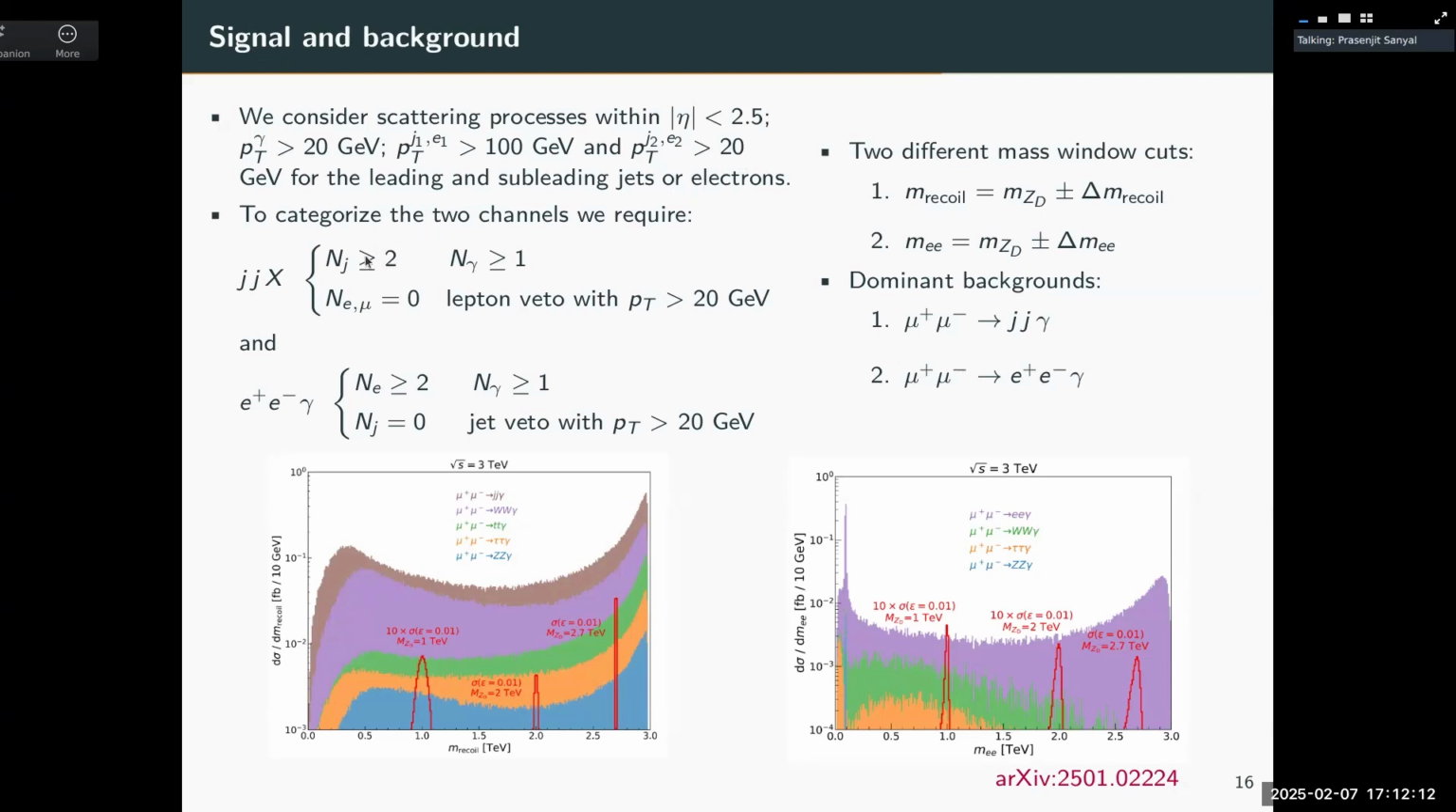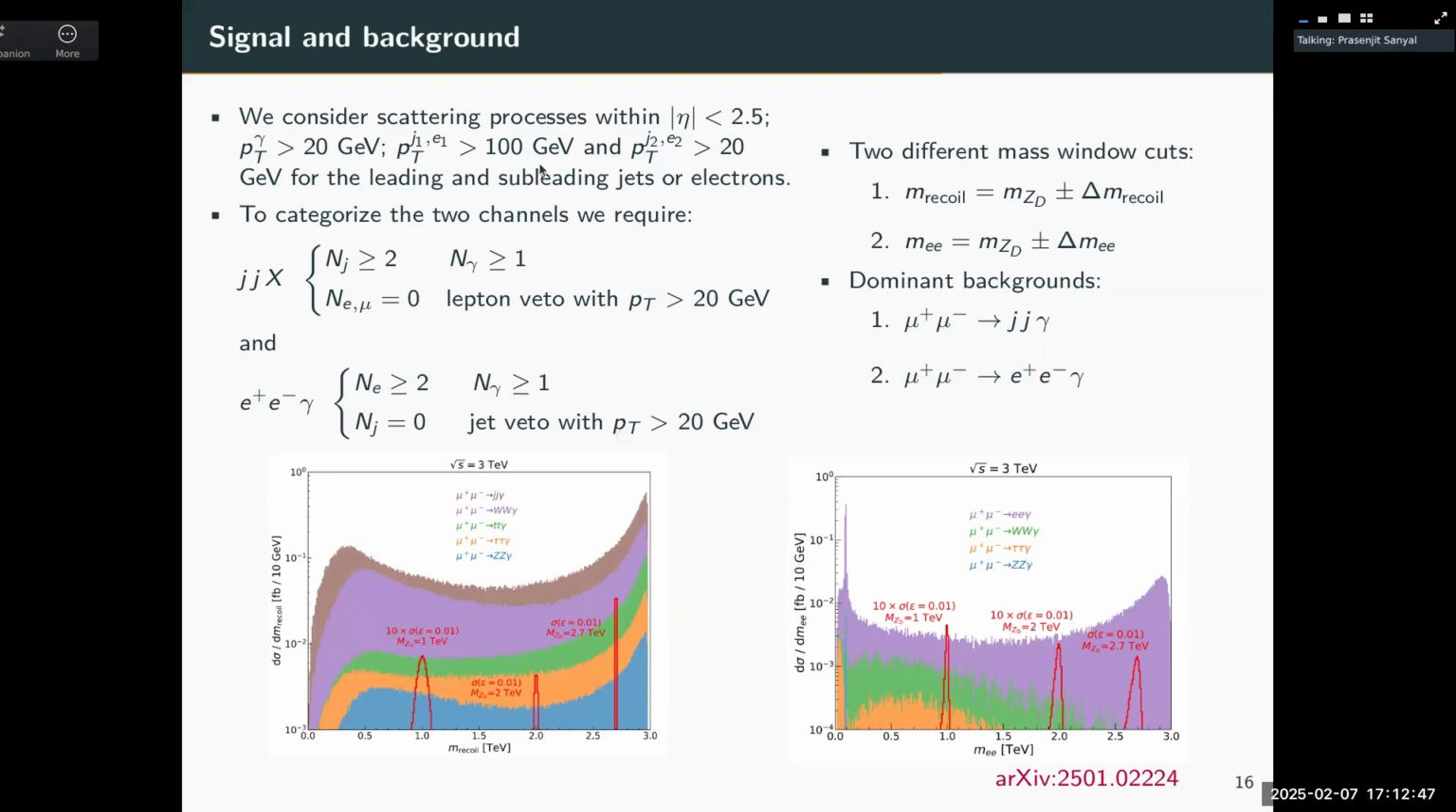So how do we categorize these two signals? For the inclusive dijet signal, we require at least two jets and at least one photon, and we should not have any electrons or muons with PT greater than 20 GeV, just a lepton veto. Similarly, for the EE gamma mode, we require at least two electrons and at least one photon, and the number of jets should be 0 for PT greater than 20 GeV.